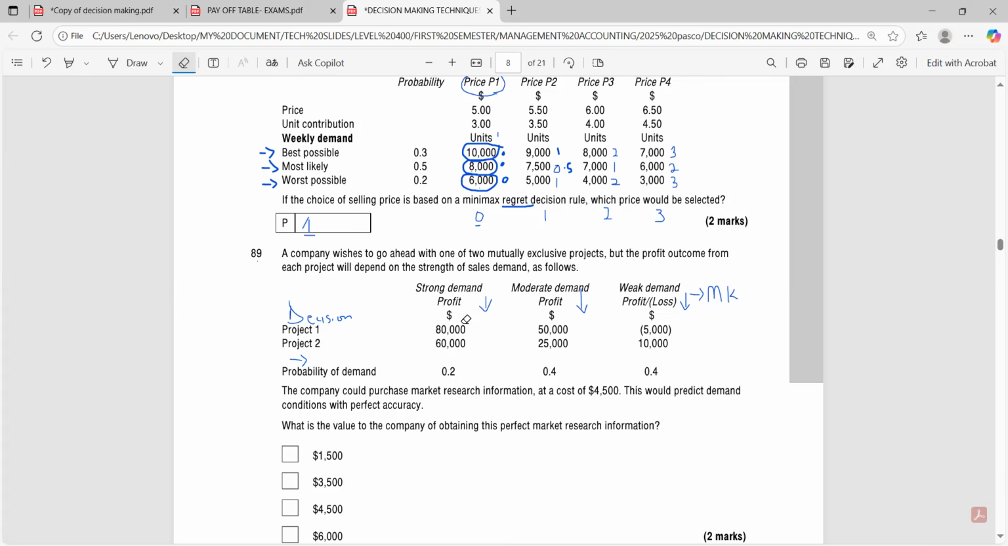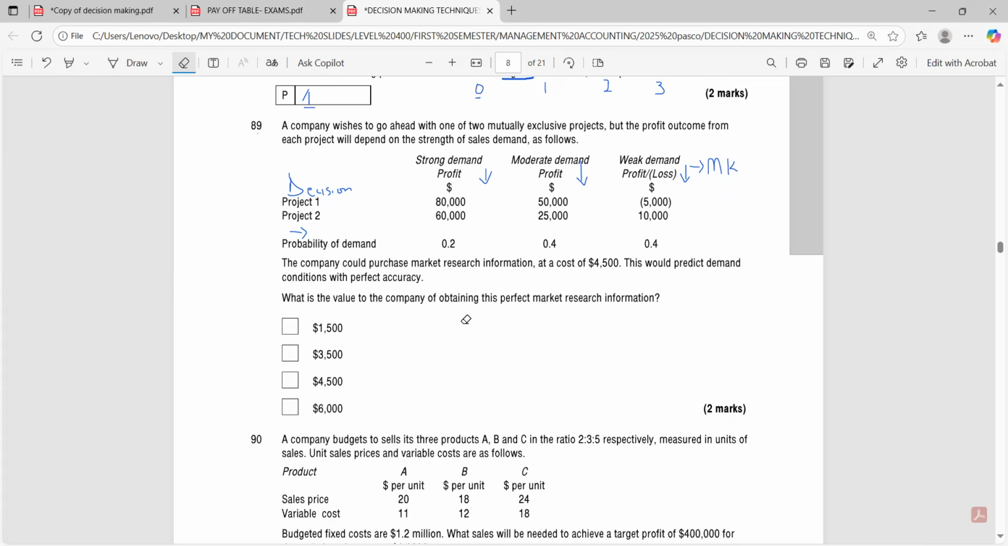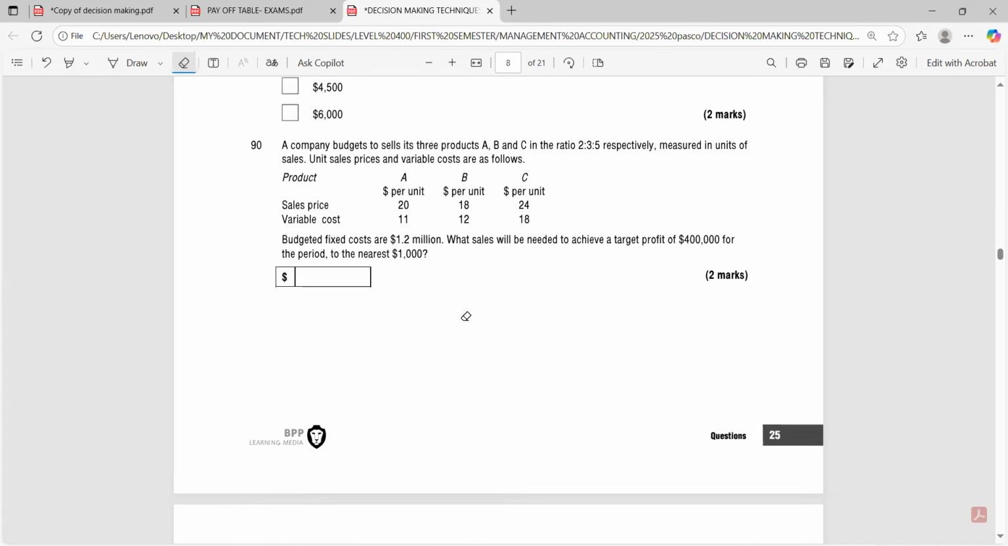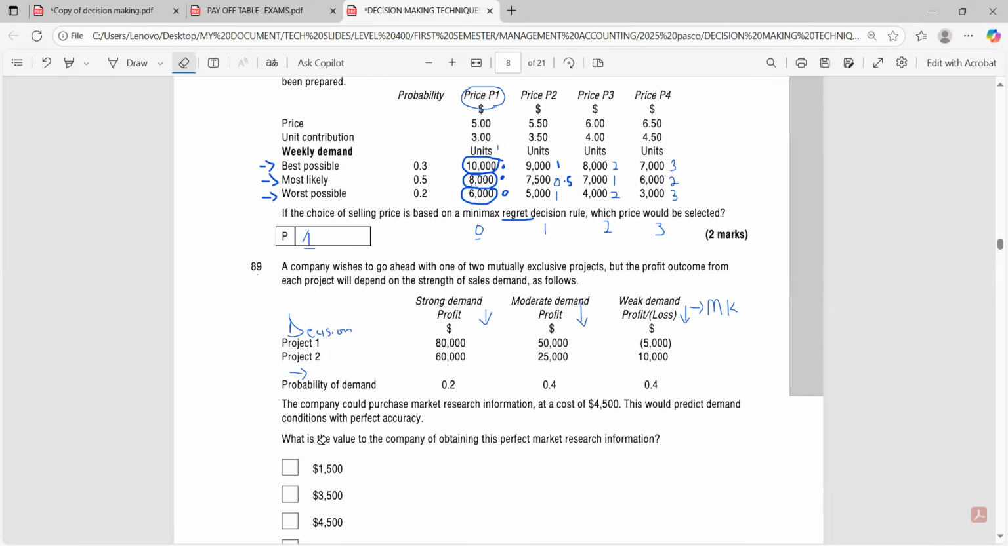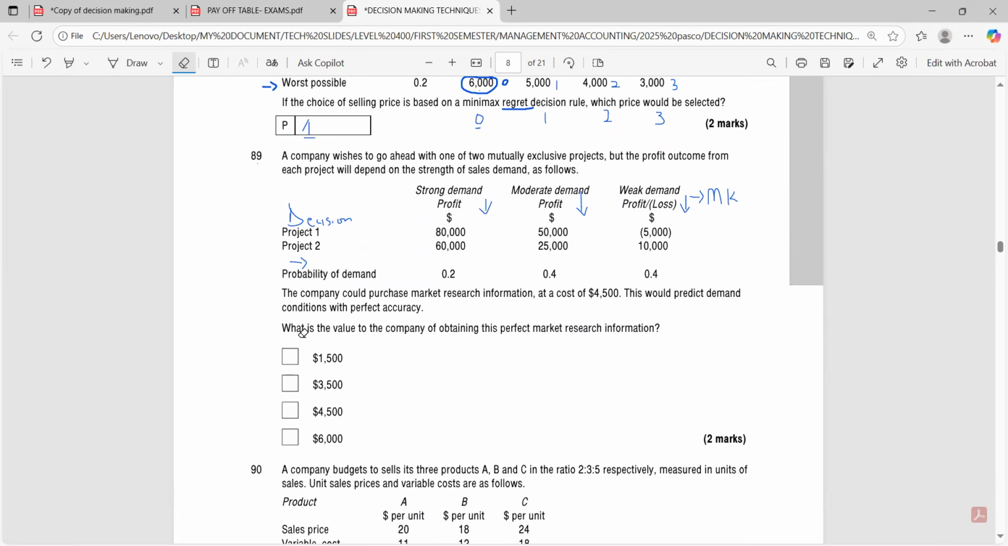The 89 will really be confusing, especially if you are doing the regret. Yes, I wish we could rewrite it. With this one I did right. No, the number 89. The 89 is not asking you for regret. It's asking you based on a simple idea. It says, what is the value of the company of obtaining this perfect market research information? Which is far away from finding a regret table. Okay.